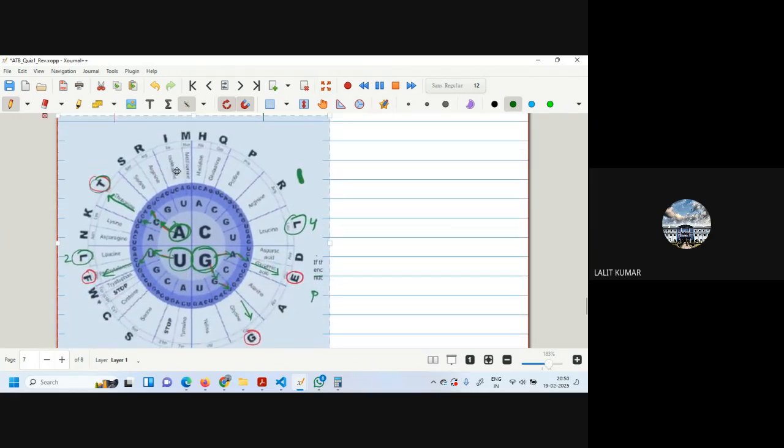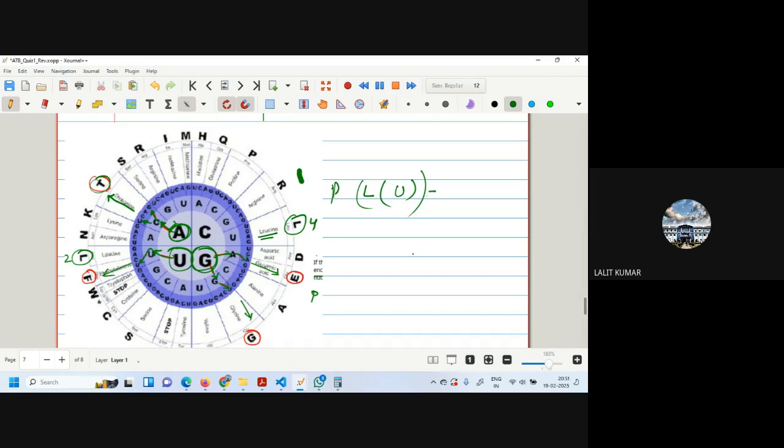So it's a simple probability question. What they are asking is, what is the probability of L, leucine, and it is coming from what? It is coming from U. Probability of L given U. So the probability will be the total number of LU over the total number of L. That is the probability.